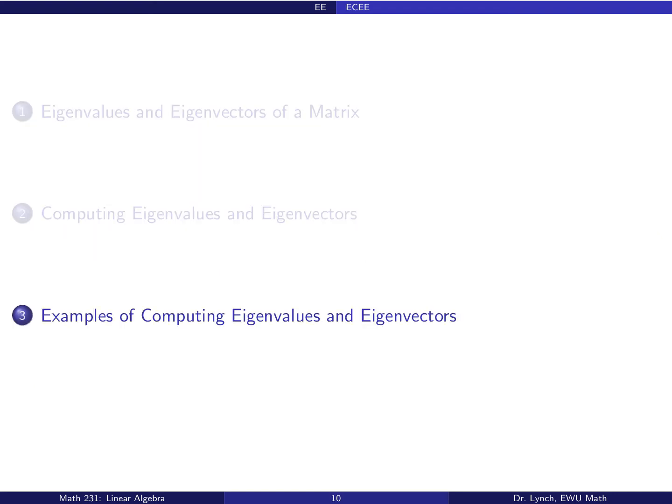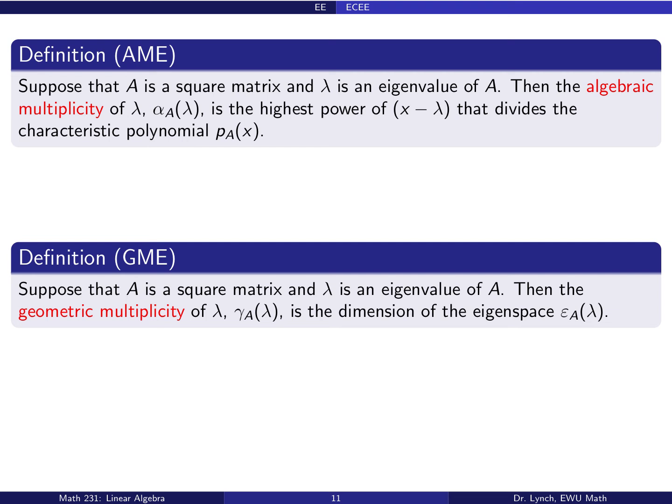So we'll talk about a few more examples where we dive a little bit deeper into this dimension. We'll start with a couple of definitions. Here's the first definition, the definition of algebraic multiplicity.